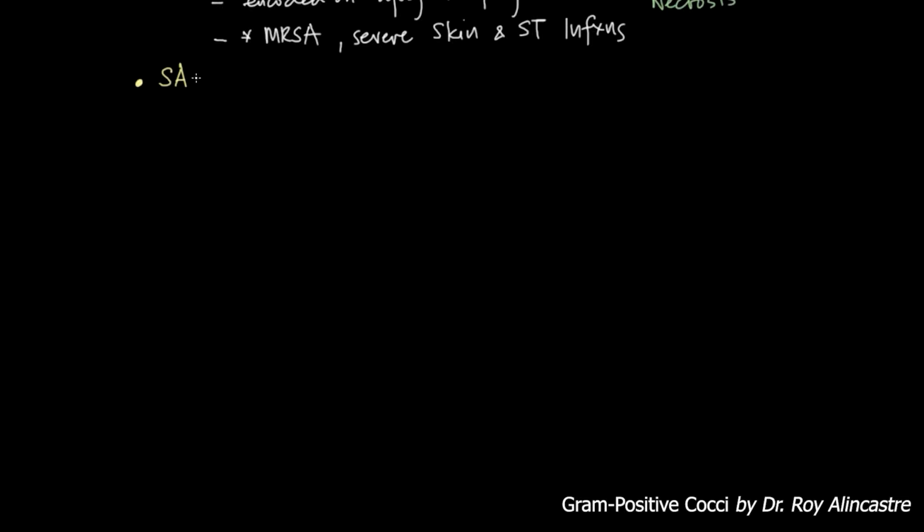Staph aureus is also known to produce toxins known as superantigen toxins. Superantigens are a class of antigens that cause activation of T cells, resulting in excessive activation of the immune system and massive release of cytokines.